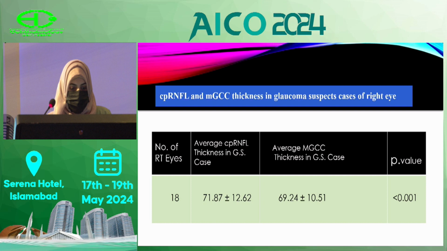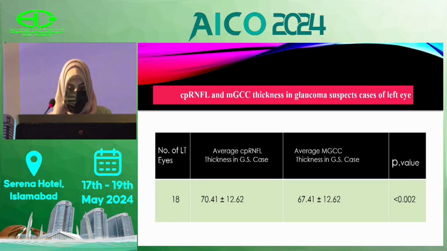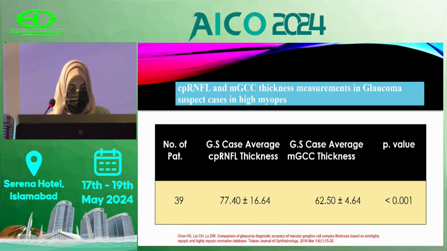In glaucoma suspect cases, 18 eyes of 9 patients were glaucoma suspects, whose RNFL thickness was 71 and MGCC thickness 69. Same for the left eye: average RNFL thickness 70 and MGCC thickness 67. In the other study comparison, RNFL thickness was 77 and in glaucoma suspects 62.